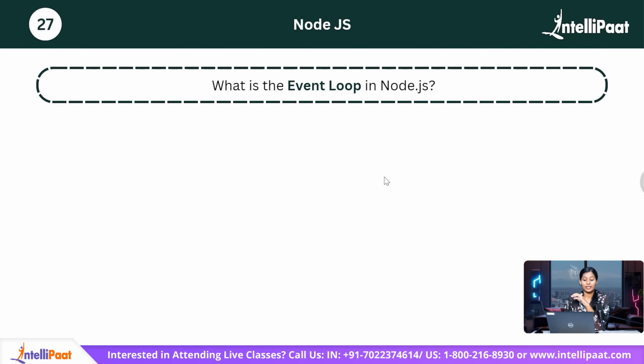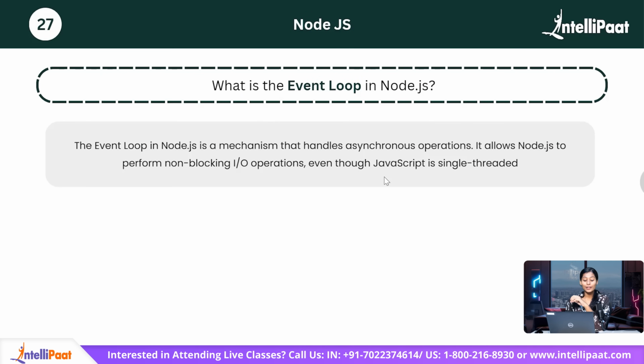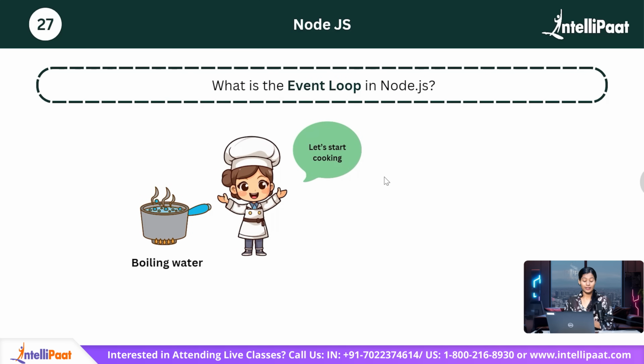Moving on, we have our next question. What is the event loop in Node.js? Now, this is again related to both asynchronous and non-blocking. Let's see how. The event loop in Node.js is a mechanism that handles asynchronous operations. It allows Node.js to perform non-blocking I/O operations even though JavaScript is single-threaded. How? Let's consider another analogy.